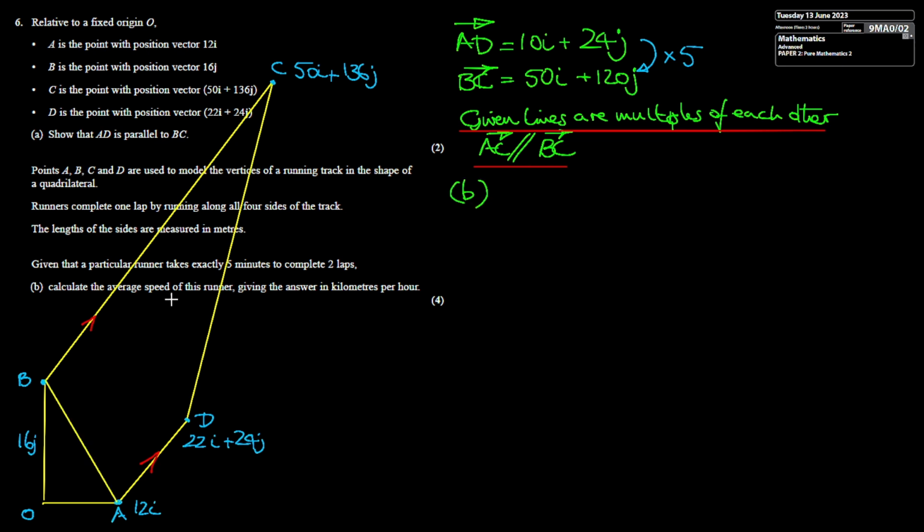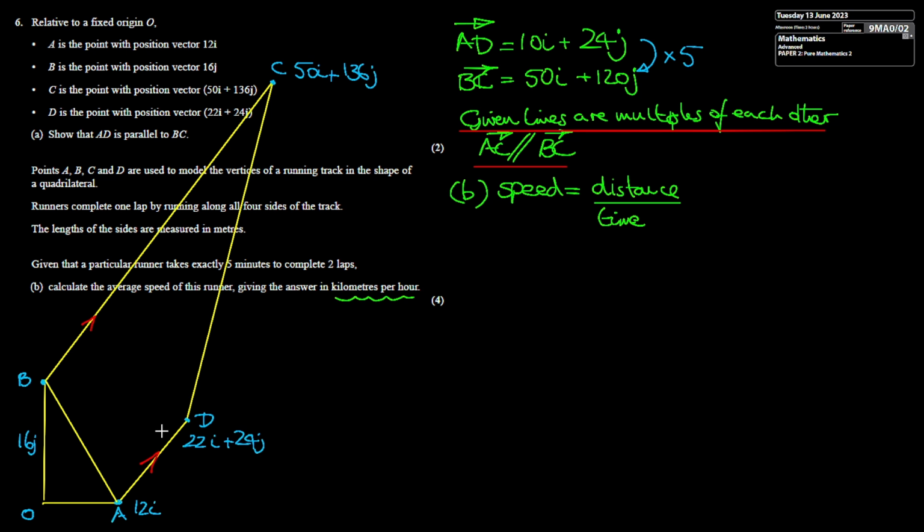Now let's have a look at part B. They're now saying that ABCD, which is this quadrilateral here, is now a running track. And the runners run along all 4 sides. The lengths of the sides are measured in meters. Given that a particular runner takes exactly 5 minutes to complete 2 laps, calculate the average speed. But careful, we need the answer in kilometers per hour.